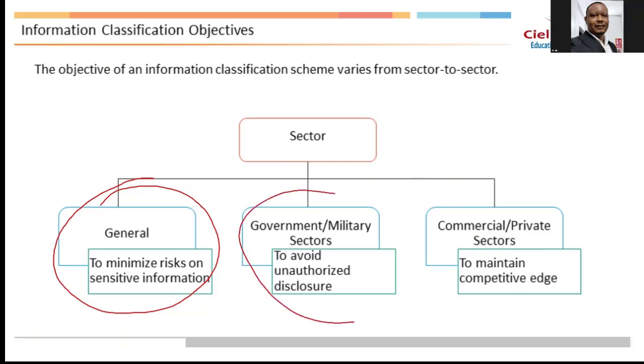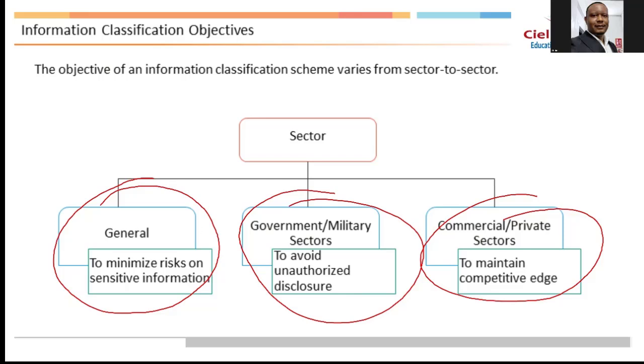The government or the military sector also does information classification in order to avoid unauthorized disclosure. Then the commercial as well as private sector also do information classification, and part of the reason they do this is to maintain a competitive edge. So for companies in the commercial or private sector, their focus is basically on protecting intellectual property, things like their trade secrets and proprietary information, because all of these things help to give them a competitive advantage. If they lose this data to competitors, this could of course harm their business.